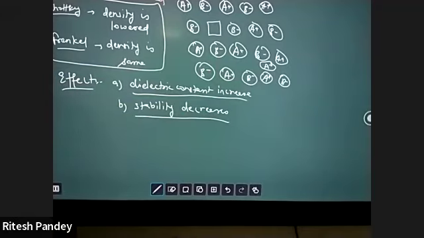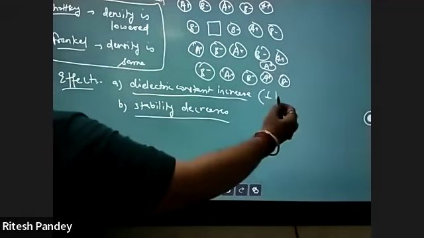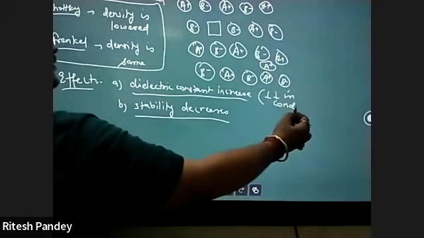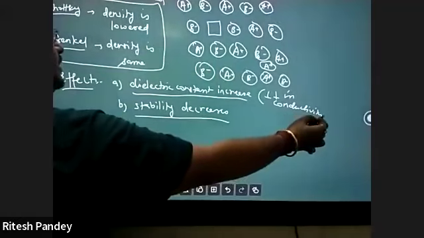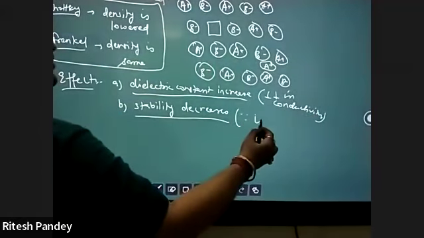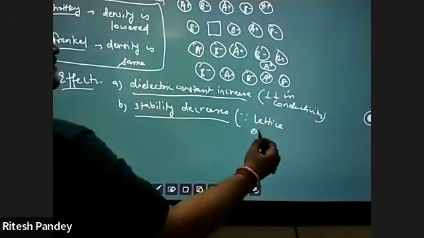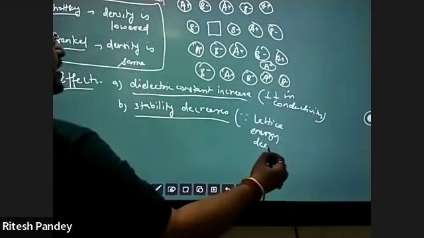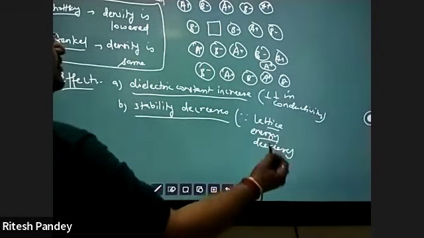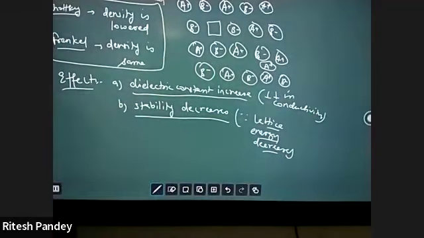An increase in dielectric constant will mean a decrease in conductivity. And the stability decreases because obviously the lattice energy decreases. The lattice energy decreases. With any kind of imperfection or defect, the lattice energy decreases, and the stability decreases. If you're happy with this, you'll want to respond, and I'll want to move on to the non-stoichiometric defect.